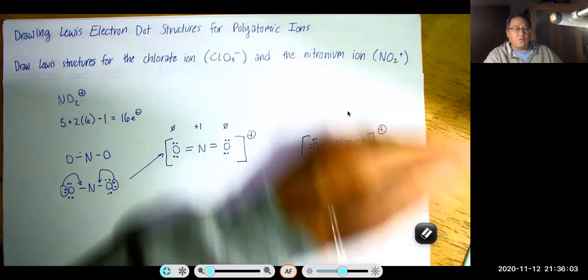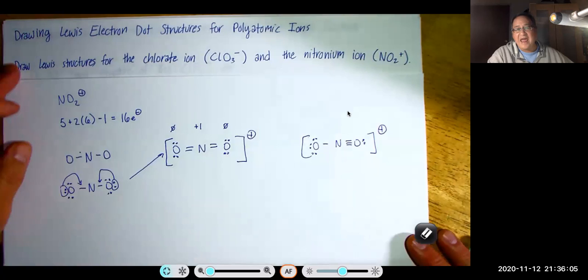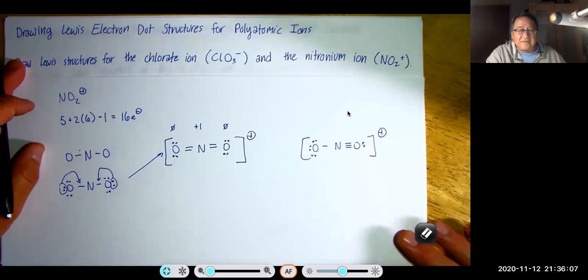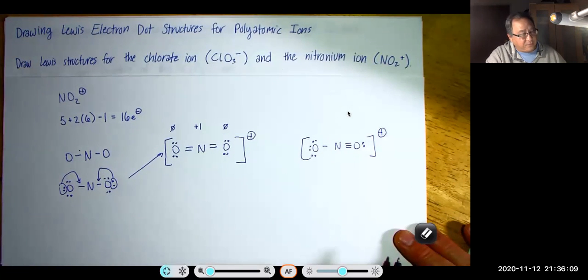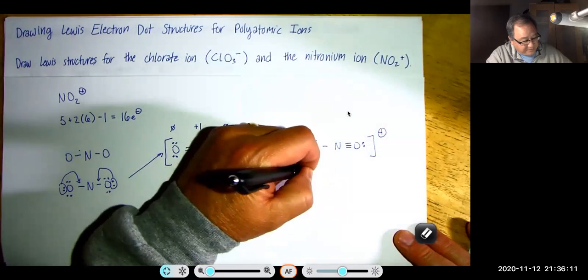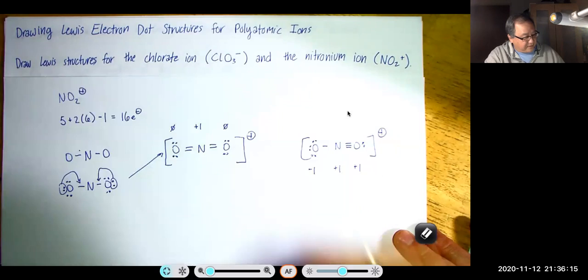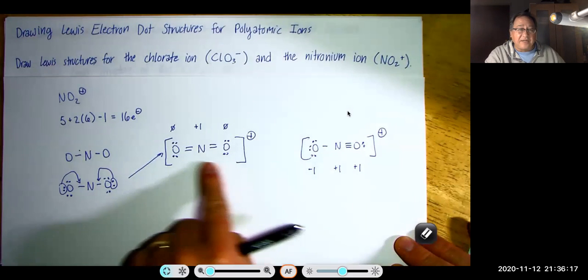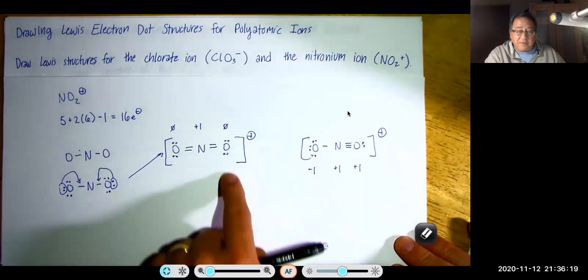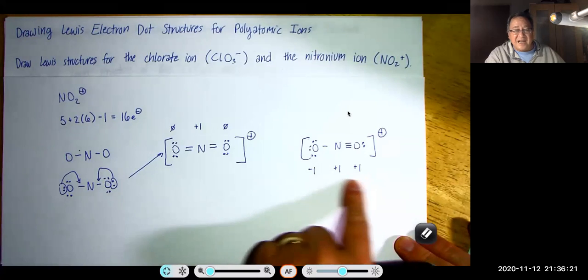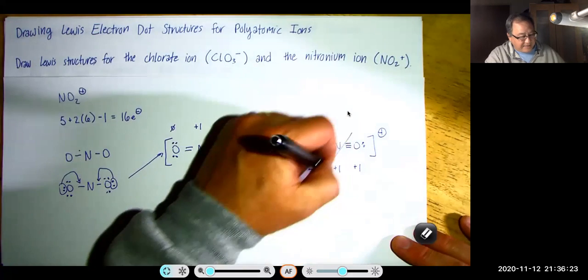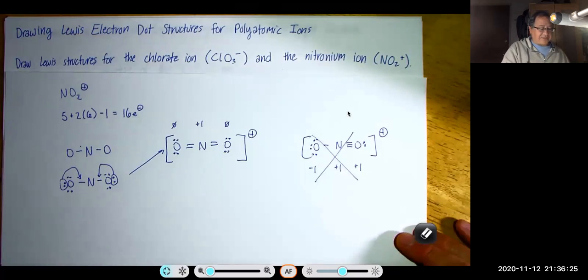Well, let me ask you, why would we discount this and say, nah? Well, let's look at formal charges. -1, +1, +1. How many formal charges is 0 here? 2. How many formal charges is 0 here? None. So we don't like that. So that's the nitronium ion.